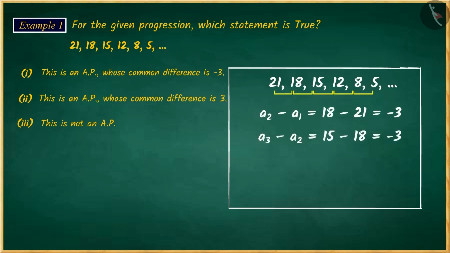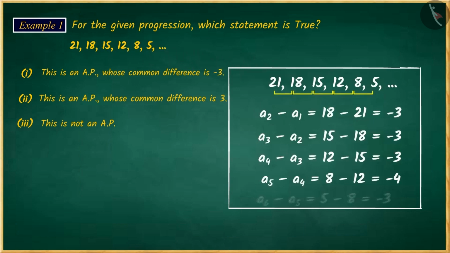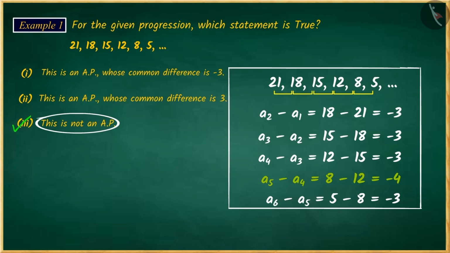If we find the difference between any two consecutive terms, then you will see that the difference between any two consecutive terms is not the same in all the cases, because of which this will not be an AP. Hence, option 3 is the correct answer.